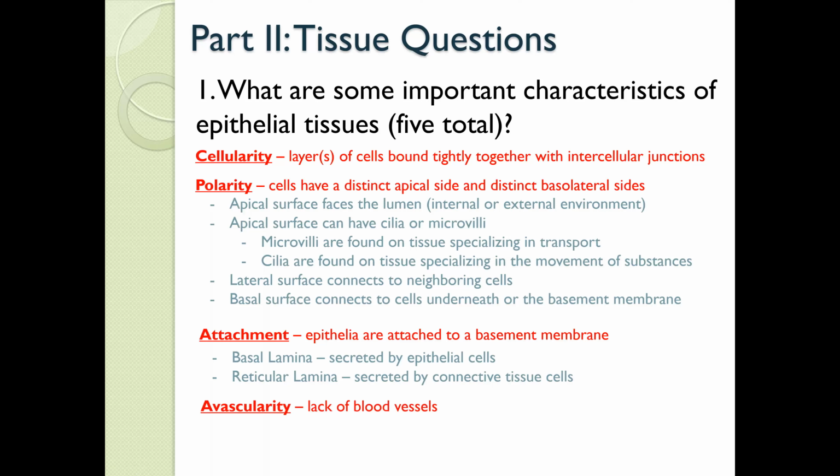Epithelial tissue is also characterized by its avascularity, meaning it does not have any blood vessels, so nutrients, gases, and waste diffuse to and from the epithelia from the underlying connective tissue. And the final characteristic is regeneration. So you lose your epithelial cells a lot, and so they are continually being replaced by stem cells.